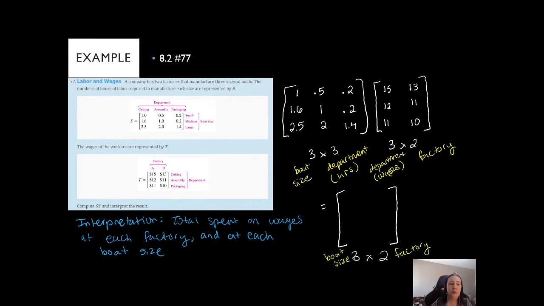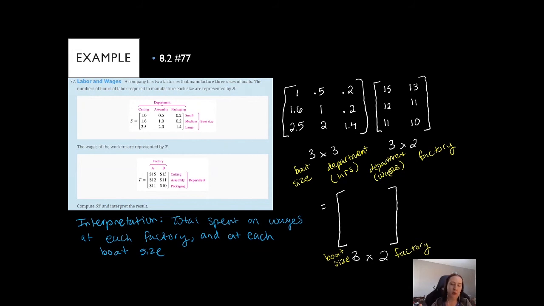And then if you wanted to know the total amount for the factory for all boats, you would add your rows together column-wise, since each row is going to be a specific boat size for each factory. So if you want factory A, you add that whole column together, and that will give you the total at that factory.